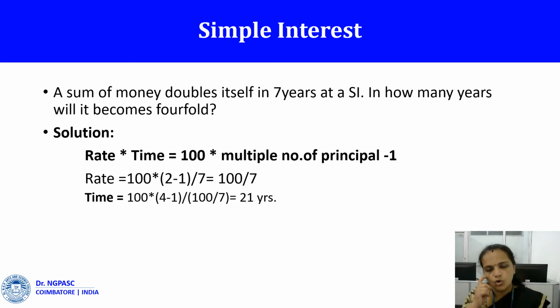If you go by the formula, rate into time is equal to 100 into the same formula. If you go by a logical method, for an extra 100 it takes 7 years. For extra 300, how many years does it take? 7 plus 7 plus 7, that's equal to 14 plus 7, which is 21 years. So if a sum of money doubles in 7 years, the same sum becomes fourfold in 21 years.